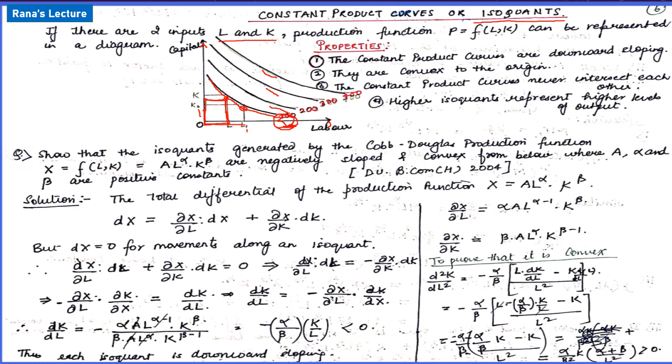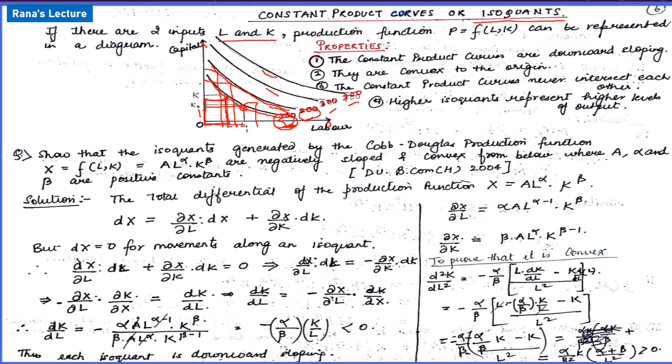Again we move to the next isoquant, that is 200. What does it mean? Any combination of capital and labor, whether this combination, or this combination, or this combination, it will give us 200 units of total output. Similarly, these are 300 units of output and for the higher isoquants.